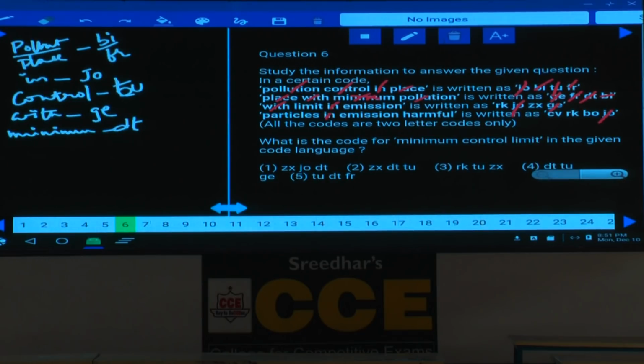Next one, limit emission. Emission is the word which is common between these two, and the code which is common between these two is RK. Emission is RK.